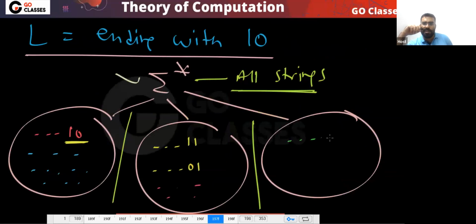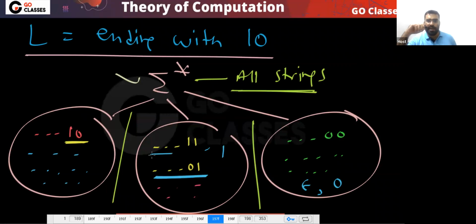So 3 categories will be created. All the strings which are ending with 00 will be here. All the strings which are ending with 10 here. All the strings which are ending with 11 or 01 here. And is there any remaining string? Did I cover all the strings? No. The empty string will be here. 0 will be here. And 1 will be here. Now every string is covered. Ending with 01, these are here. Ending with 11 are here.